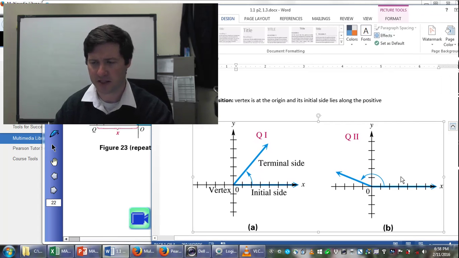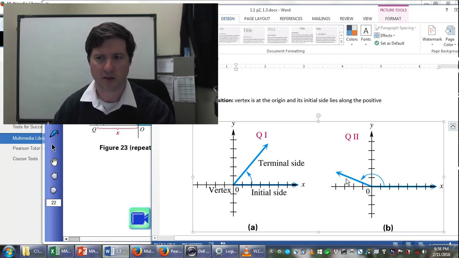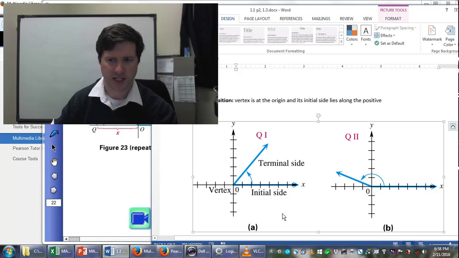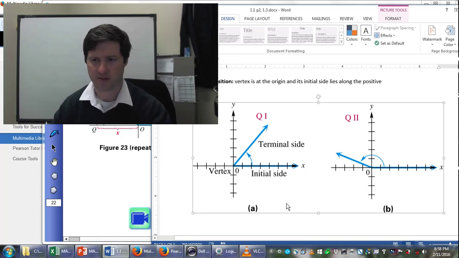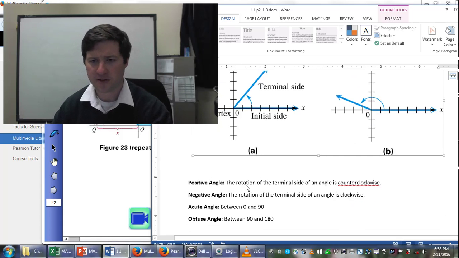Similarly, we could have an angle that extends into another quadrant. So this is quadrant 1 here. Our terminal side is in quadrant 1. Here we've got an angle in standard position whose terminal side is in quadrant 2. Okay, this could also be in quadrant 3 or quadrant 4. I just didn't have any great pictures of those, and I think this kind of illustrates the point.